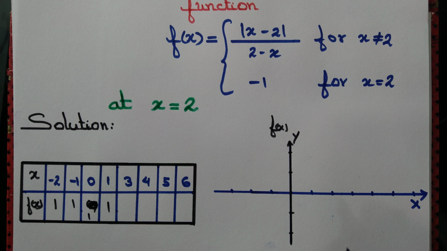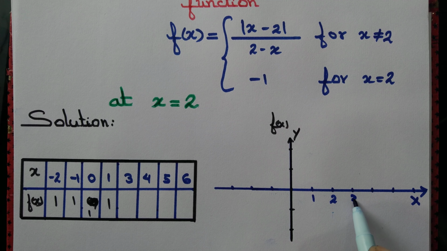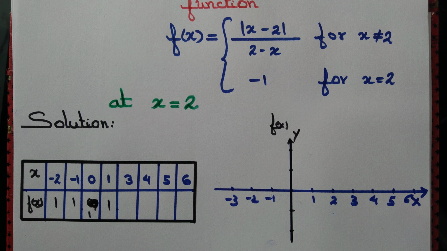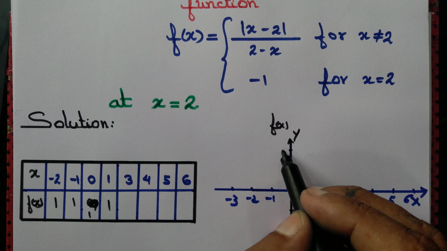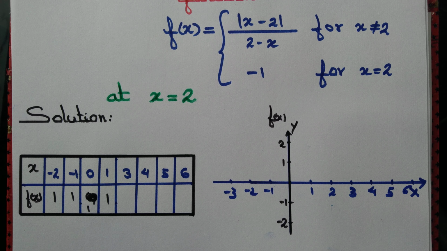We mark the coordinates x equal to 1, 2, 3, 4, 5, 6, of course at equal intervals, then −1, −2, −3. And then y equal to 1, 2, of course we will be plotting f(x) instead of y, then −1, −2 and so on.